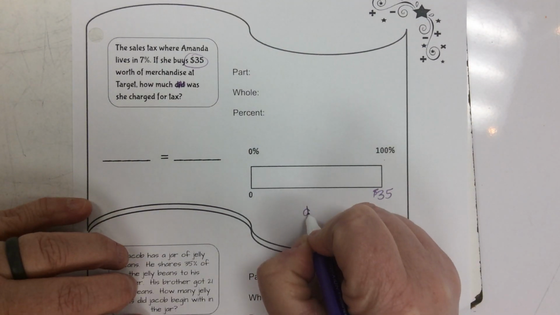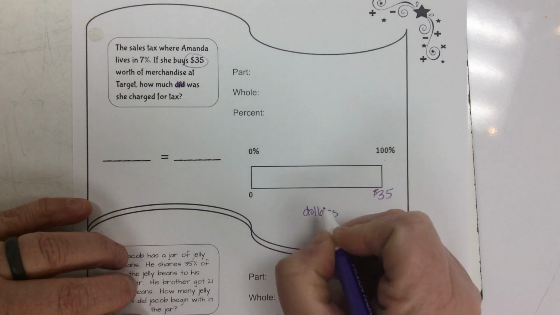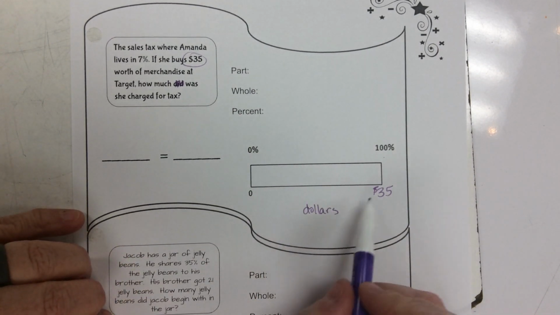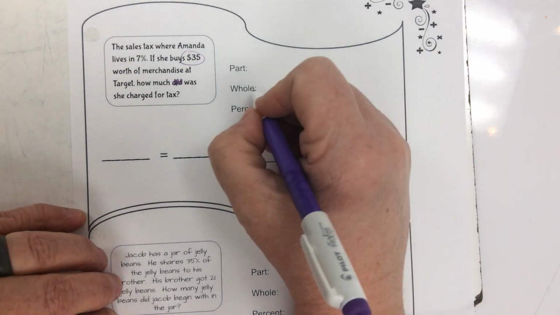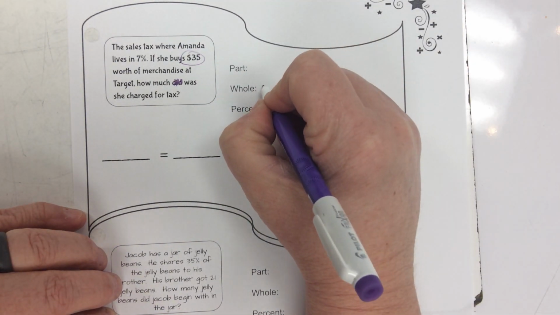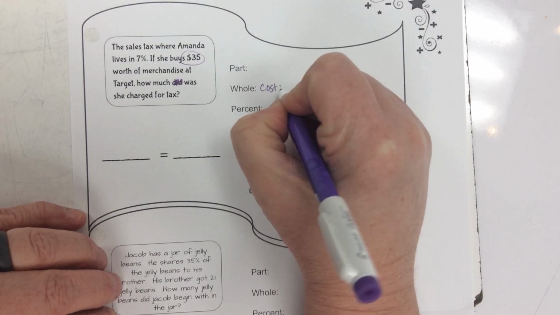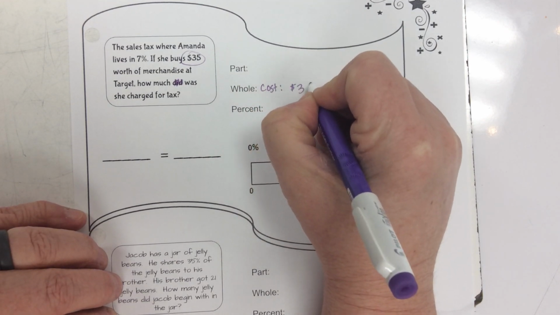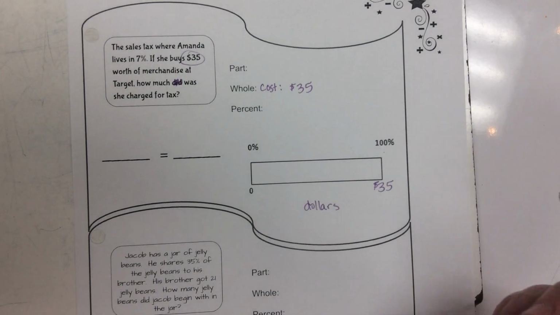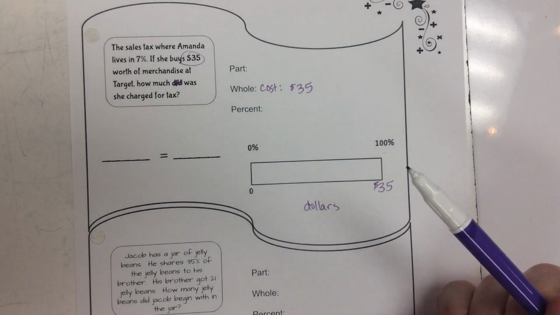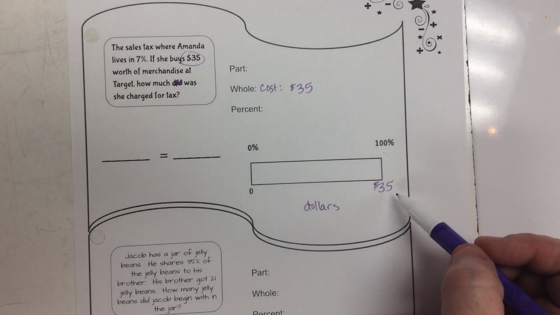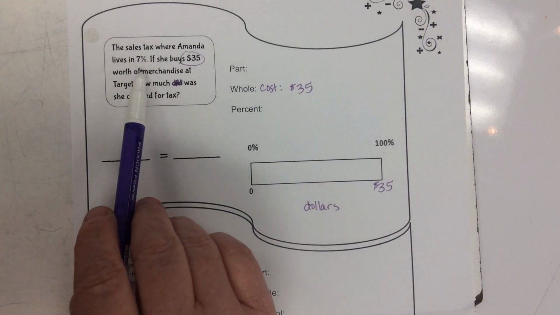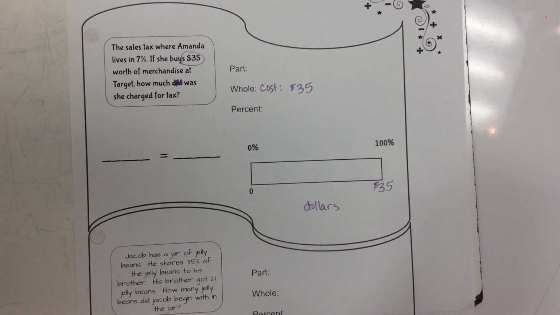$35. So this side is dollars. $35 is the whole amount that she spent. The 100%. I'll put whole cost is $35. All right. The percent. Now, the way percent works for tax is that I take that $35 and I want to know what number is 7% of it, and then I add it on at the end.